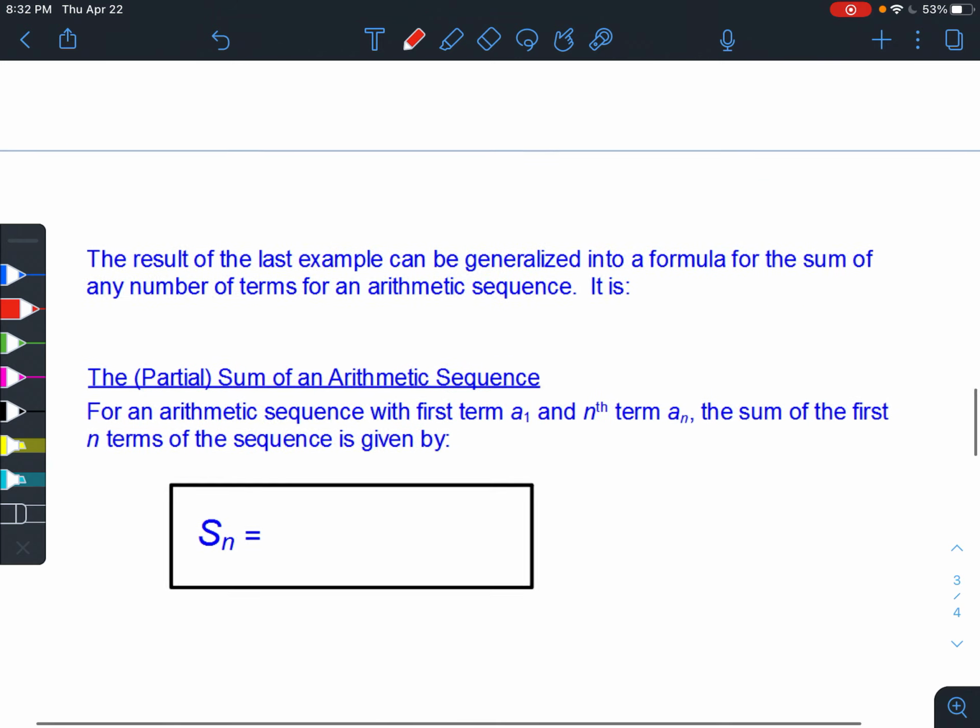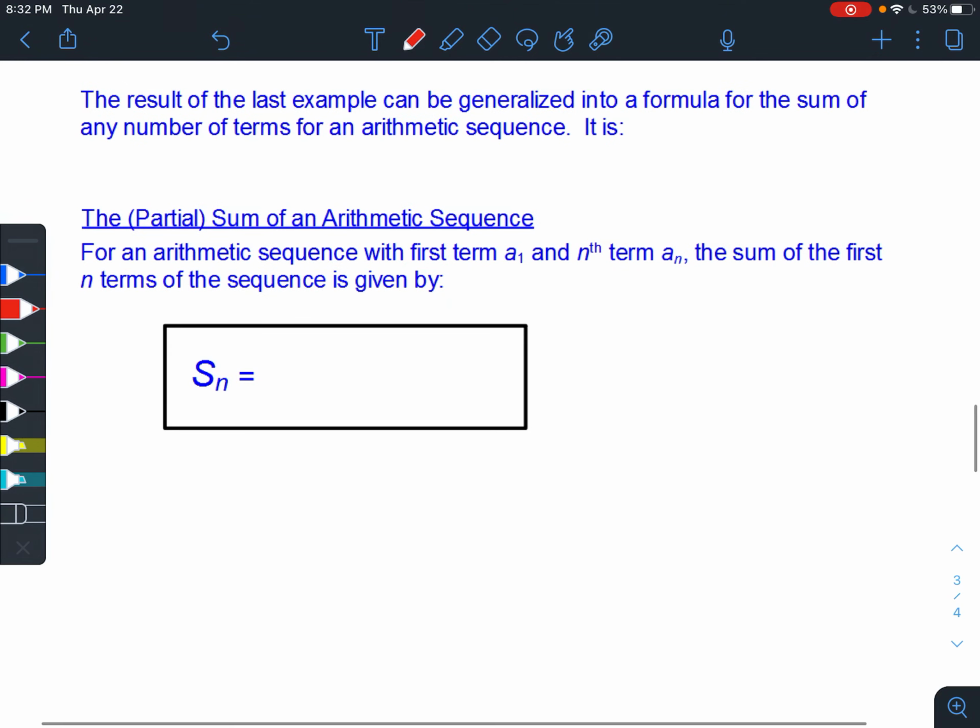So the result from that last example can be generalized into a formula for the sum of any number of terms of an arithmetic sequence. Now, it's critical that it's an arithmetic sequence. If it doesn't follow that pattern, then this formula will not work. So here we go. Here's the formula, the partial sum of an arithmetic sequence.